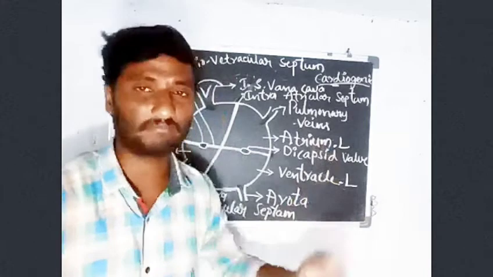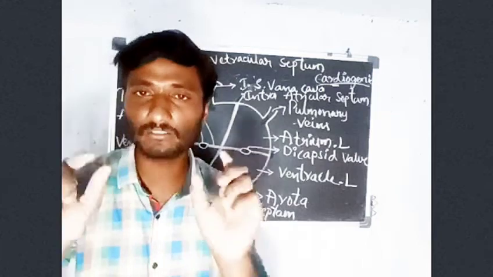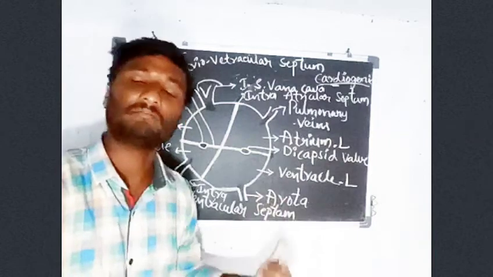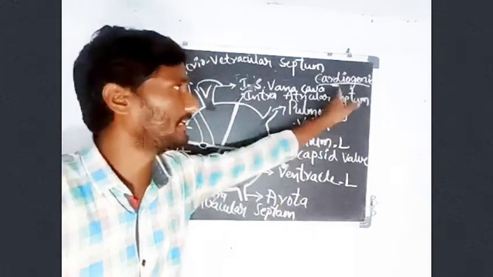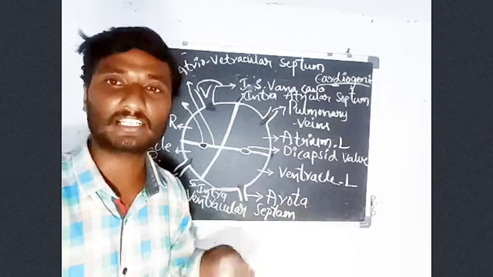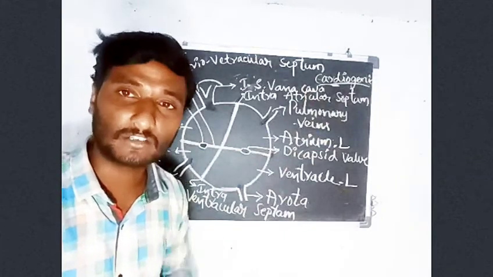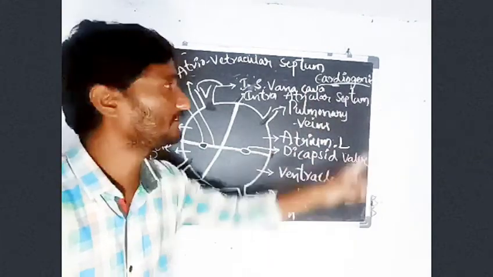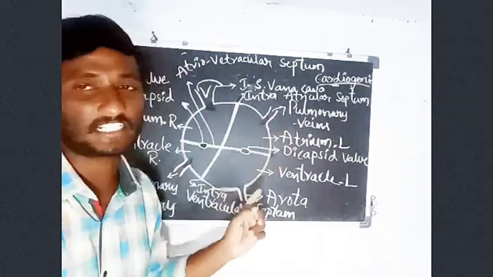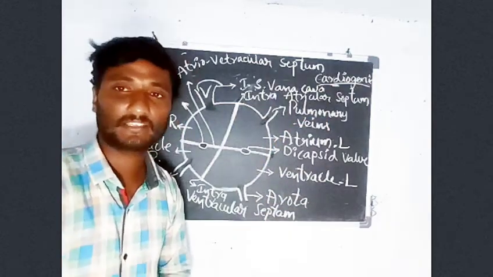After this session we will learn why we call it cardiogenic. Just wait a few minutes. In the internal structure, we will learn the topic. Just remember: cardiogenic, myogenic. Myogenic means with the help of muscles our heart is formed. Cardiogenic means our heart is under the control of heart muscles. Just remember these two points.